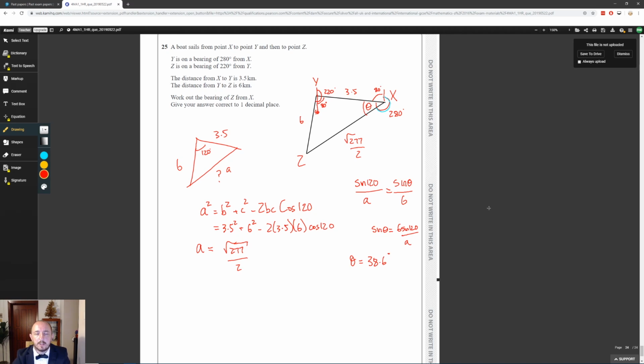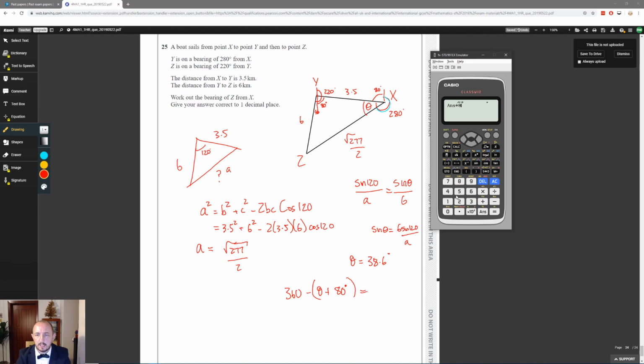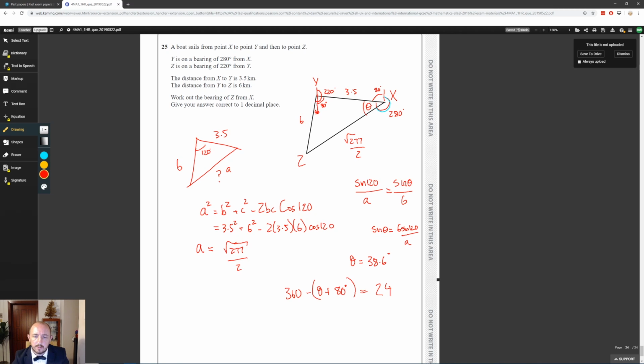So theta is 38.6. I can add it to the 80 here and then take that away from 360 to give me my final bearing. So theta plus 80 degrees, we're going to do 360 minus that, and that will give me my bearing, hopefully. So we're going to add 80 to this, and then do 360 minus that final answer. That gives us 241.36 degrees. So give your bearing correct to one decimal place, 241.4 degrees. Okay.